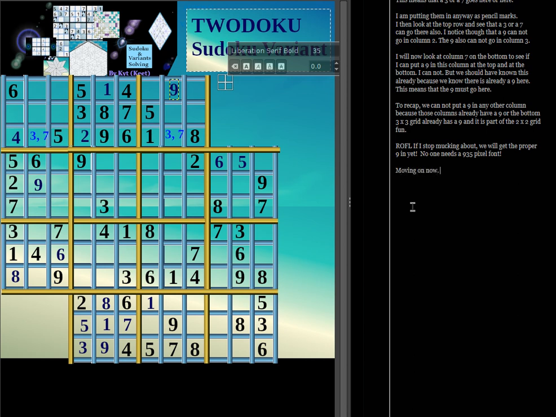Moving on now. Column 9 has an 8 on the top and the bottom, so I am moving on.